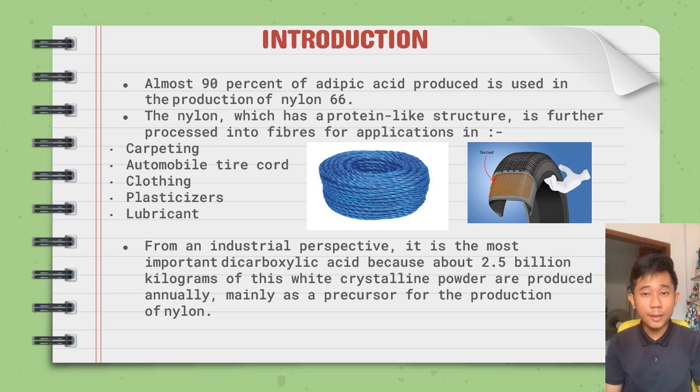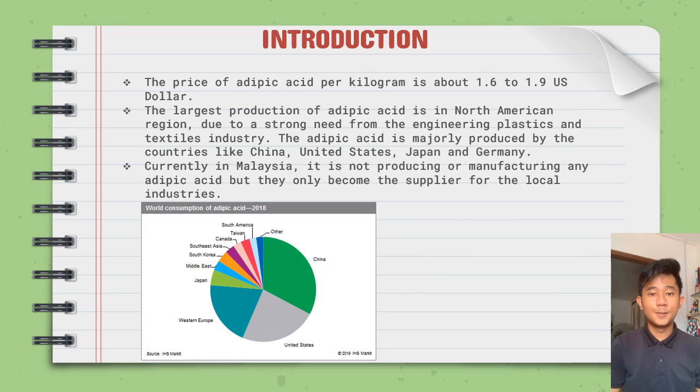From an industrial perspective, adipic acid is the most important dicarboxylic acid because about 2.5 billion kilograms of this white crystalline powder are produced annually, mainly as a precursor for the production of nylon. The price of adipic acid per kilogram is about 1.6 to 1.9 US dollars, and the largest production of adipic acid is within the North American region. This is due to its high demand from the engineering, plastics, and textile industries. Adipic acid is majorly produced in countries such as China, America, Japan, and Germany. Currently in Malaysia, we do not produce or manufacture any adipic acid. We only become the supplier from the local countries.